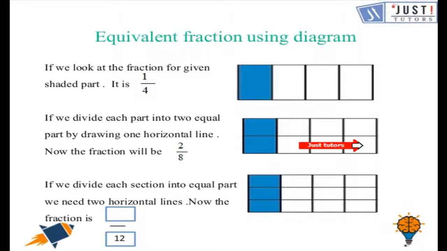Let's go one step ahead and think that if you divide each section into 3 equal parts, for that we'll need 2 horizontal lines. So now the total number of shaded parts are 3 out of 12, so the fraction is 3/12. If you compare a quarter, 2/8 and 3/12, you'll get to know that they're actually the same size, however they look different, and therefore these 3 fractions are equivalent to each other.